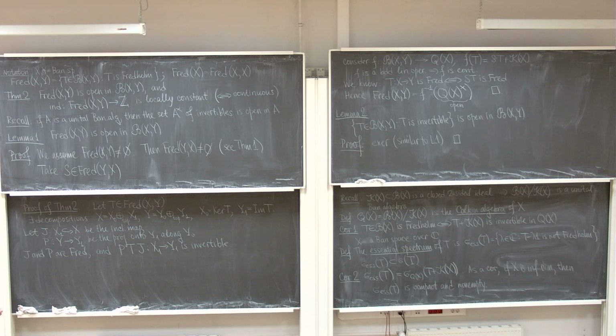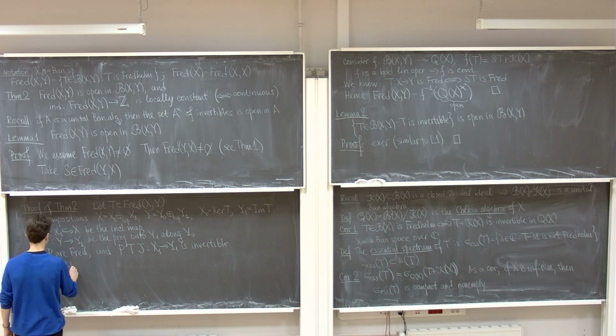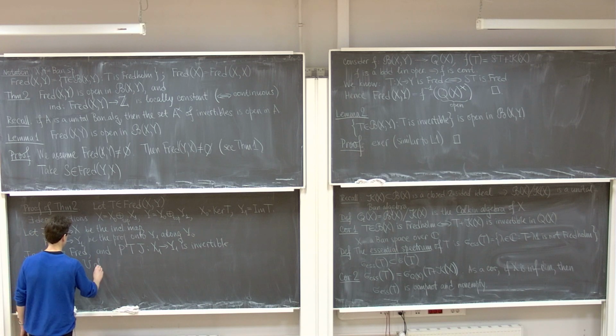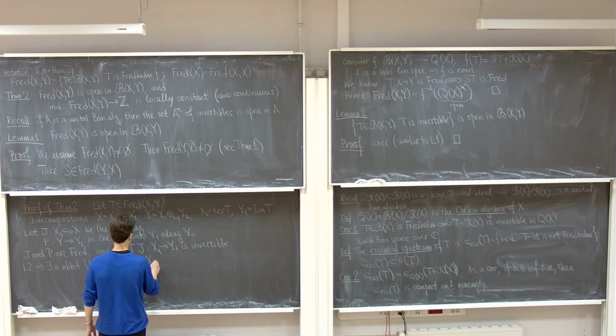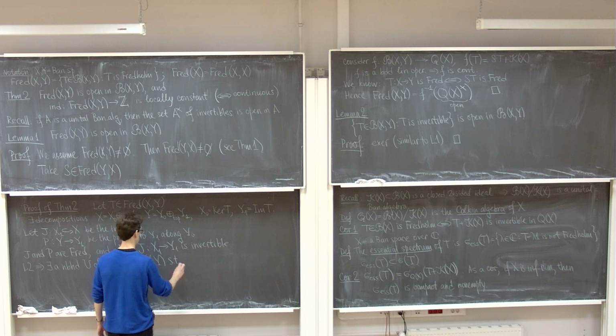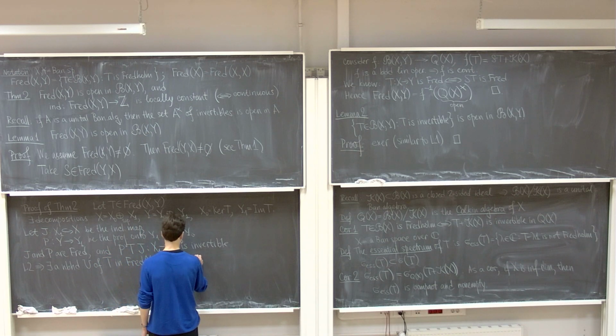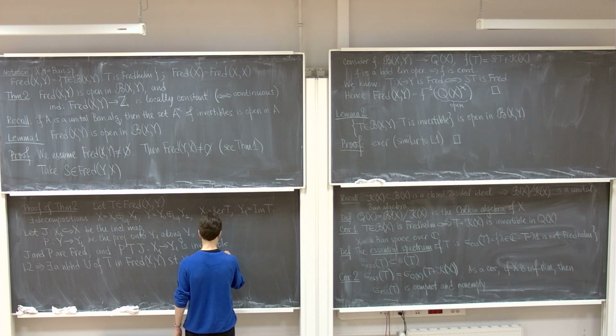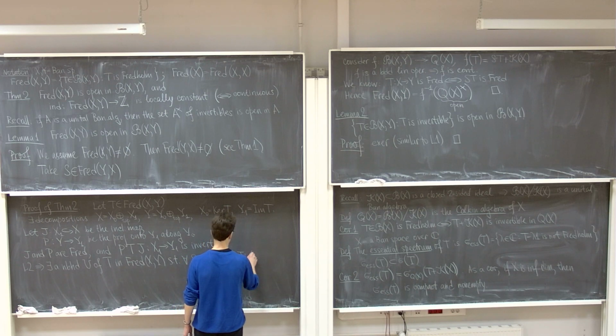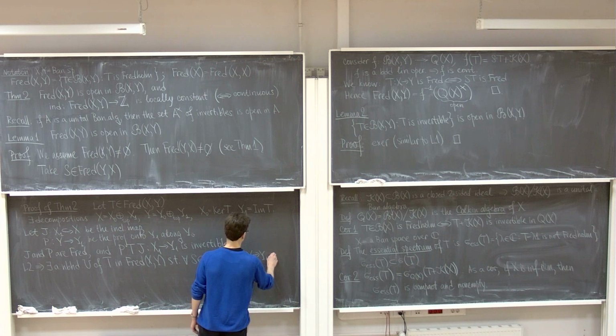Okay, now we apply lemma 2. So we know that the set of invertibles is open. So lemma 2 implies that there is a neighborhood U of T in the set of Fredholm operators such that for each operator S in this neighborhood, the operator PSJ from X1 to Y1 is also invertible.